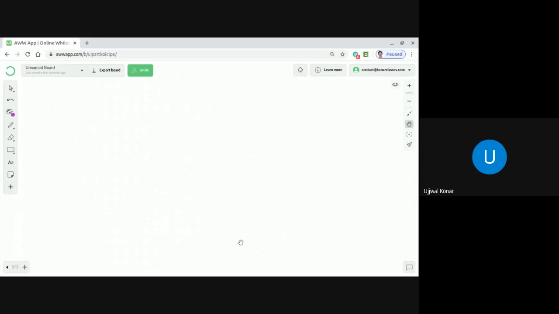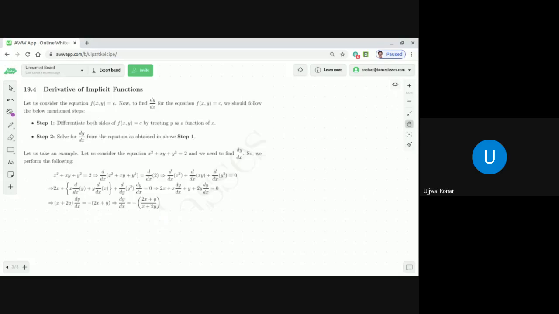Yeah. Okay. So implicit means what? When multiple variables are together, then we call it an implicit function. For example, let's take an implicit function, something like this: x square plus xy plus y square equal to 2. If you see exactly here, y is not described in terms of x. Here, x and y are mixing together.